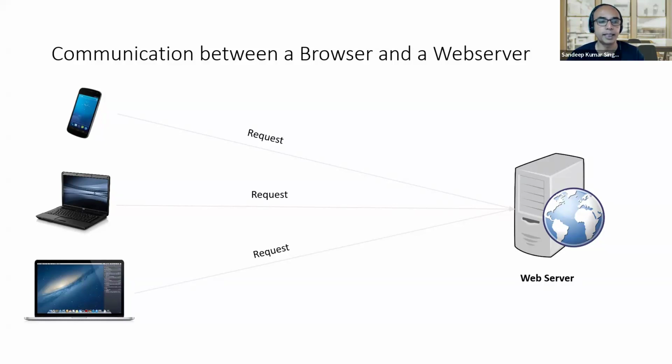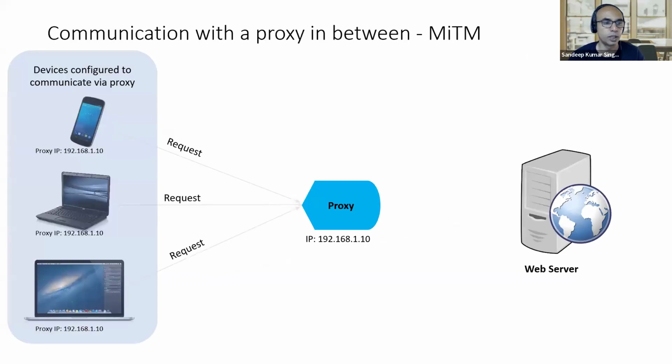From mobile, from a tablet, from a laptop, MacBook, you send a request to the web server or a cloud server, and the request goes to the server, and then the cloud will send back the response. There is no proxy in between. Direct communication happens. Now let's bring proxy into the picture.